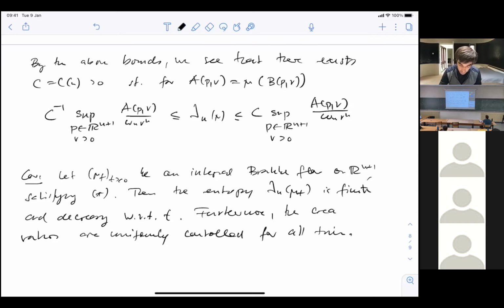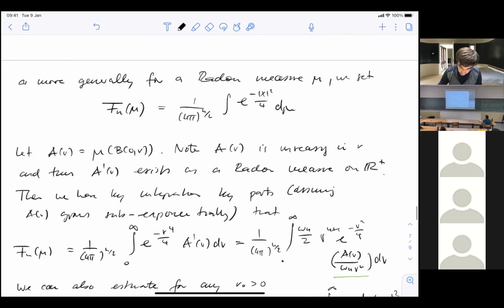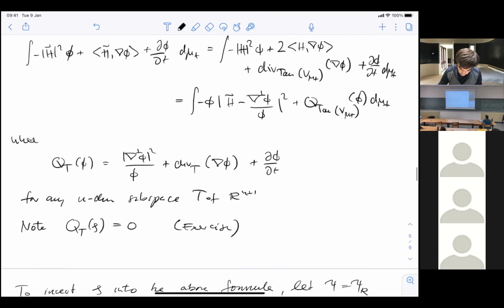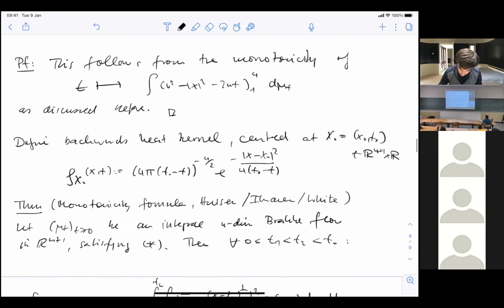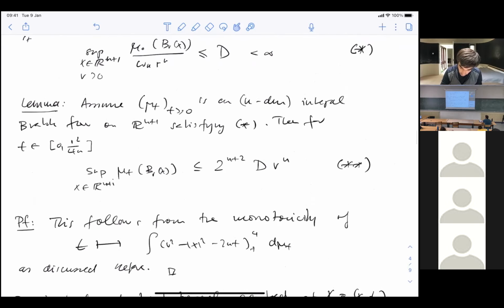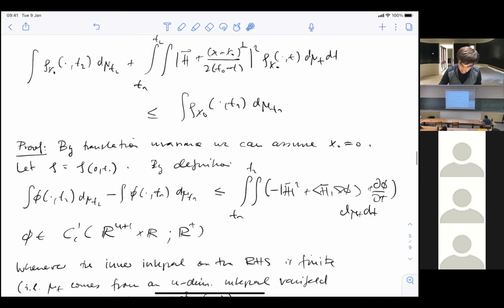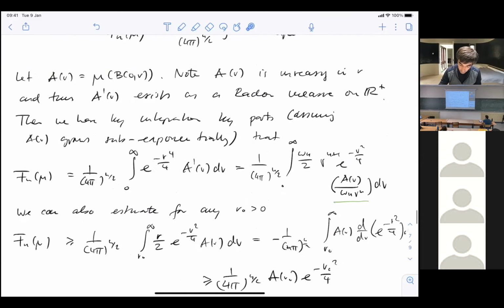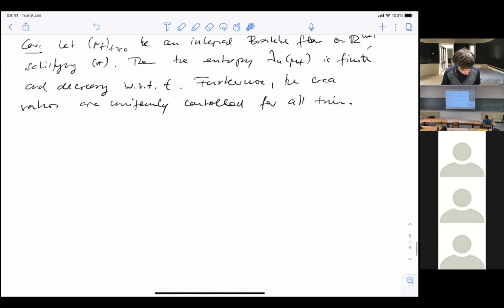Whereas before, from this very first initial lemma we had here, that only gave some control on a certain size, but not uniform control for very small balls at very late times. So this gives uniform control for all times. Now, what does this mean? Now we can look at tangent flows.